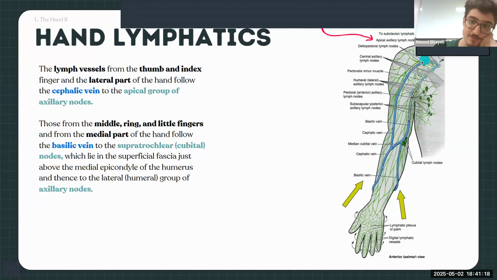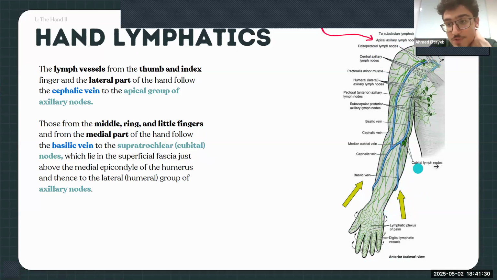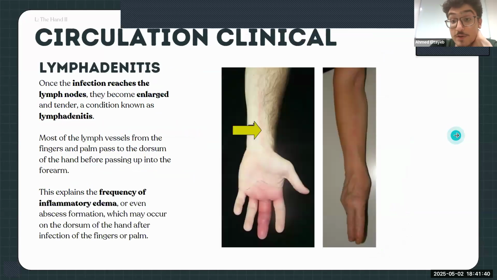into the axillary lymph nodes, the apical axillary lymph nodes. Then your middle, ring and little fingers, the medial aspect, will follow your basilic vein more or less to the supratrochlear cubital nodes, which is right here, the cubital lymph nodes. And lastly, they will, of course, drain into the axillary lymph nodes. I think Ahmed really touched upon this very well, I hope.